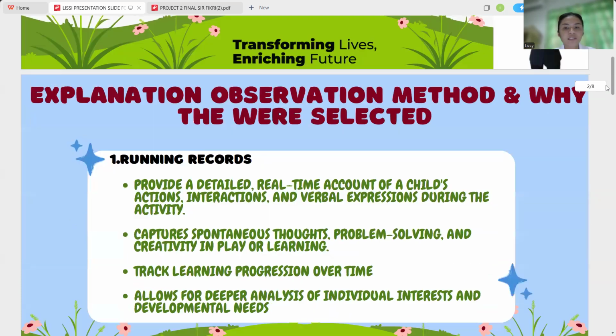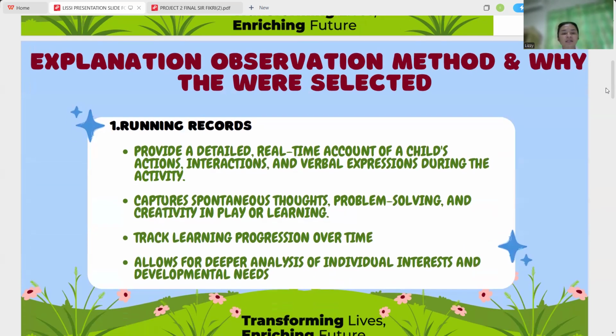So the first method that I use is running records. I chose running records to observe my children because it can provide the details of a child's actions, how the child interacts with others, and how they express what they feel during the activity. This also helps me capture what is in their mind, how they do problem solving, and the creativity in play or learning.